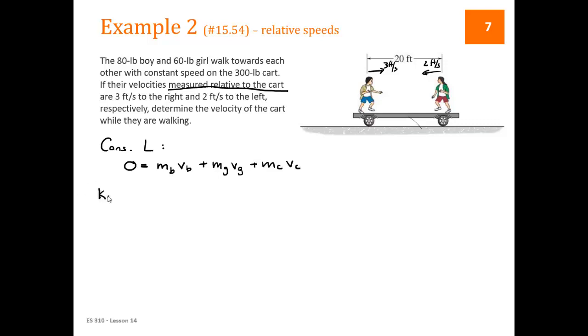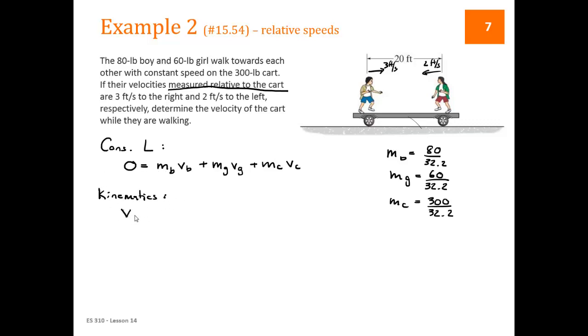The kinematics is going to allow us to fill in some of these unknowns. We know all the masses. The mass of the boy is 80 divided by 32.2. The mass of the girl is 60 divided by 32.2, and the mass of the cart is 300 divided by 32.2. All right, so kinematics, we get back to these relative velocities.